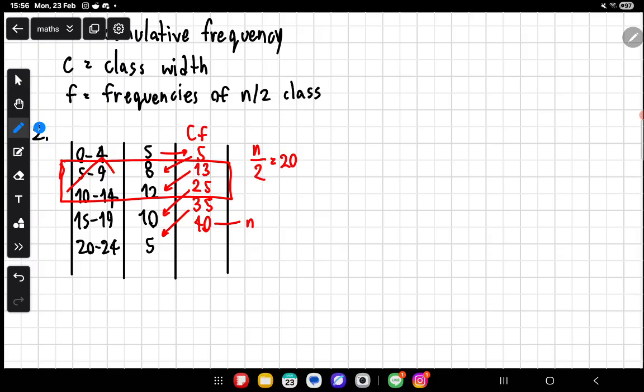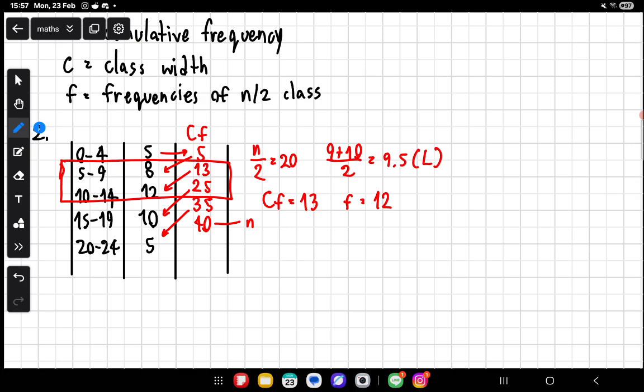As for the lower boundary, we take 9 and 10. 9 plus 10 over 2 equals 9.5, which is our lower boundary. As for the cumulative frequency, I've stated this before, it will equal 13. And the frequency of the n over 2 class will equal 12.